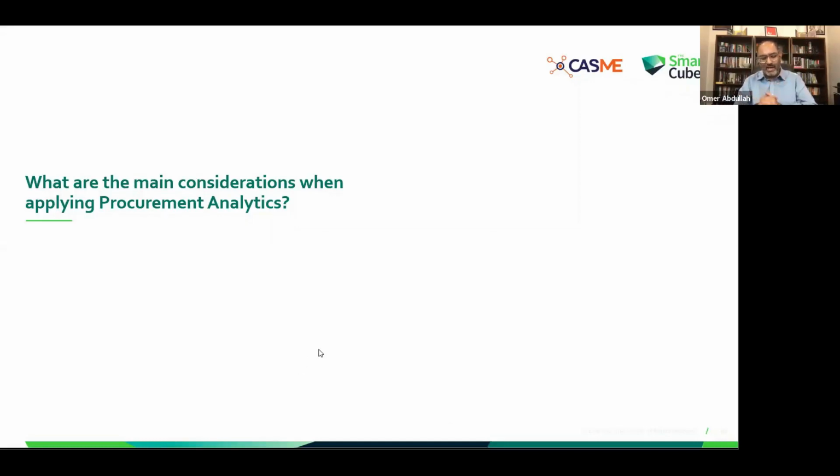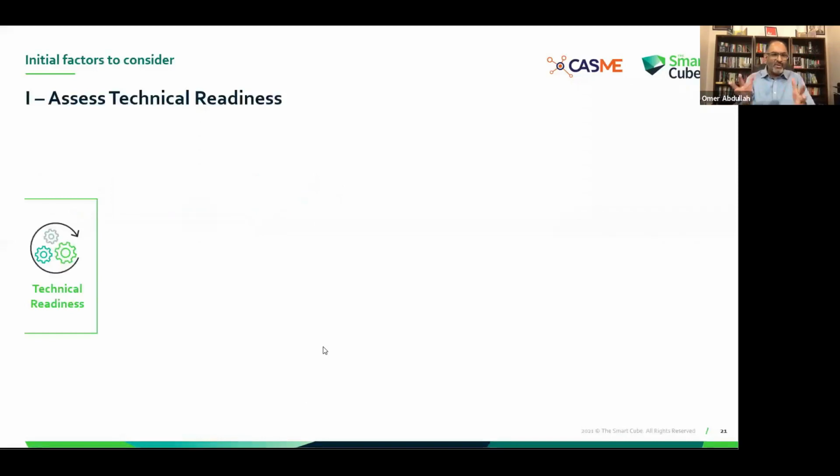Again, you will get the slides, but the way to think about it is there are three broad factors, and I don't want you to think of this on a sequential basis. Some of this has to be done on a parallel basis. But the first thing that we have to understand is assessing our technical readiness, right? And there's four broad elements to consider there.